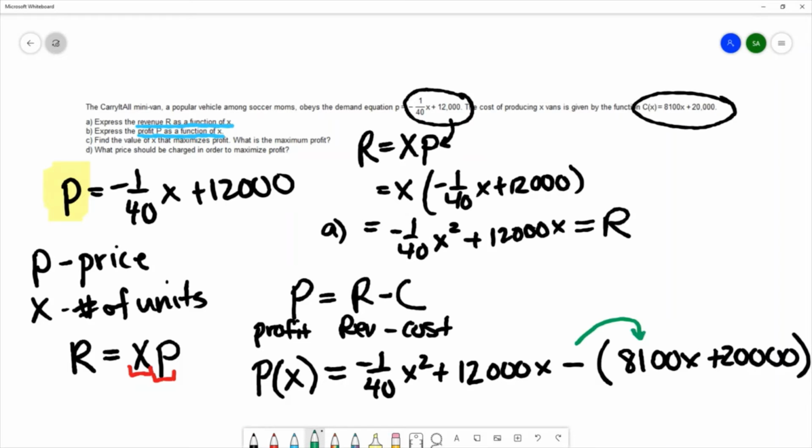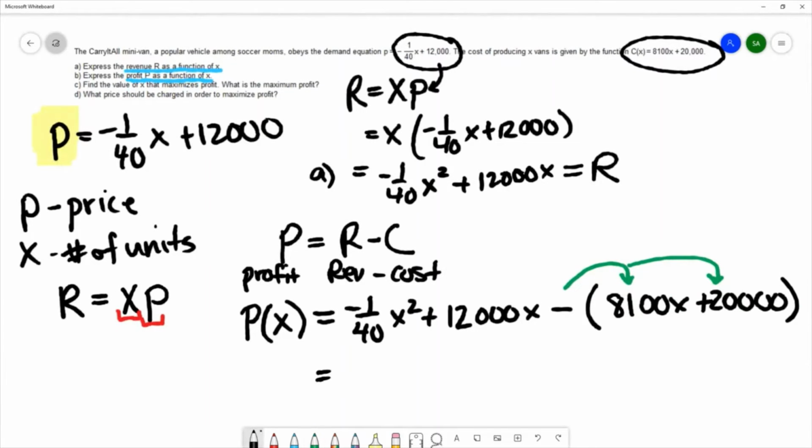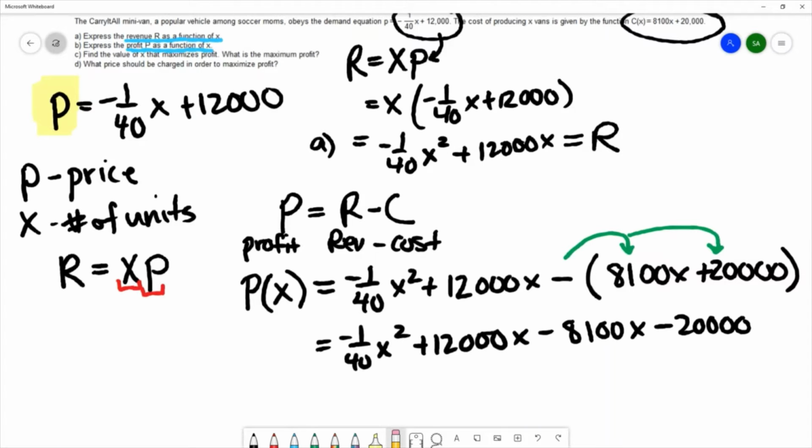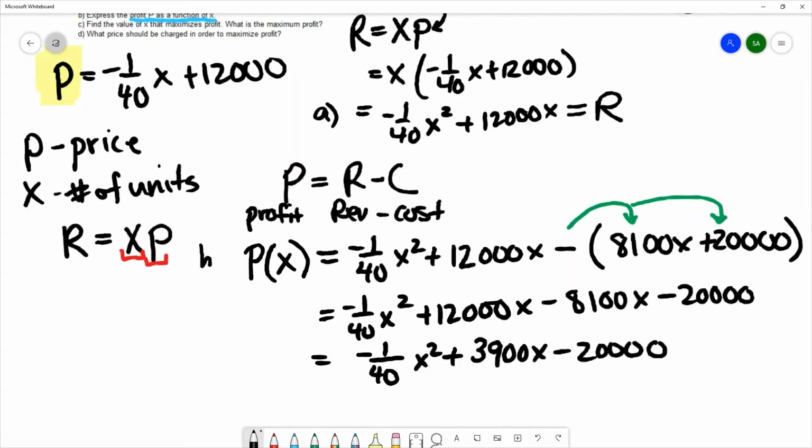I'm going to distribute that negative to get negative 1/40 x squared plus 12,000x minus 8,100x minus 20,000. So let's combine like terms. We want to do 12,000 minus 8,100, and that gives me 3,900x. I'm going to carry down this negative 1/40 x squared, and I also need to carry down that minus 20,000. So this gives me my answer to part B, which is the profit.